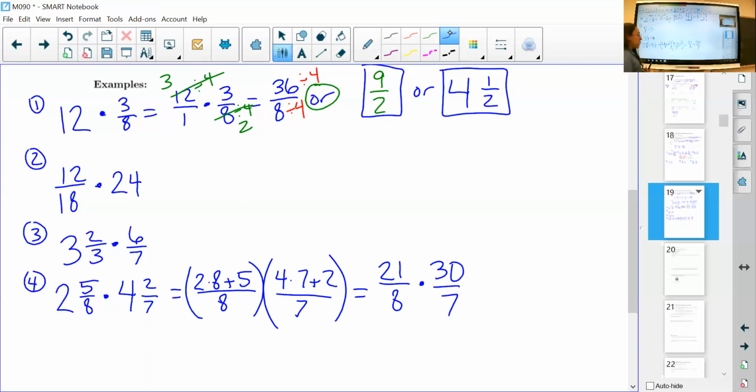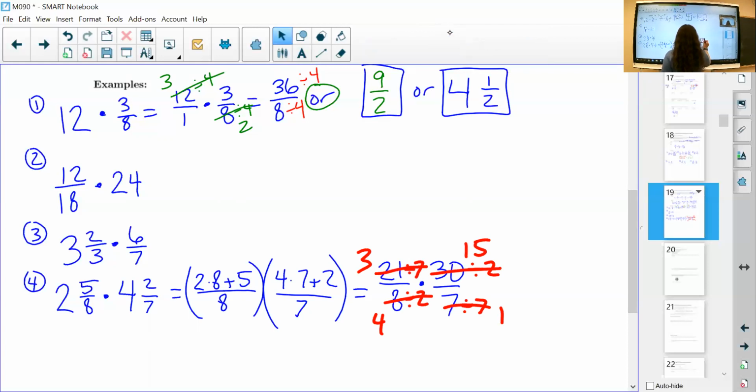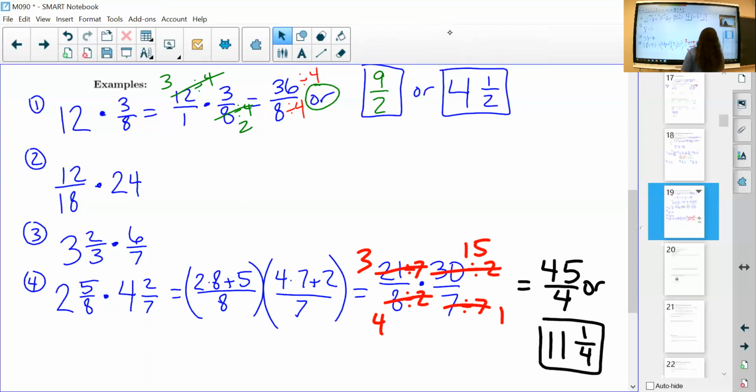And I like to simplify early when I can. I say, wait a second, this is divisible by 2. This is divisible by 7, top and bottom. And I'm left with 3 times 15 over 4. That's simplified improper. If we want it as a mixed number, 4 goes into 45 11 times with 1 left over. So we have 11 1/4 as our final answer.